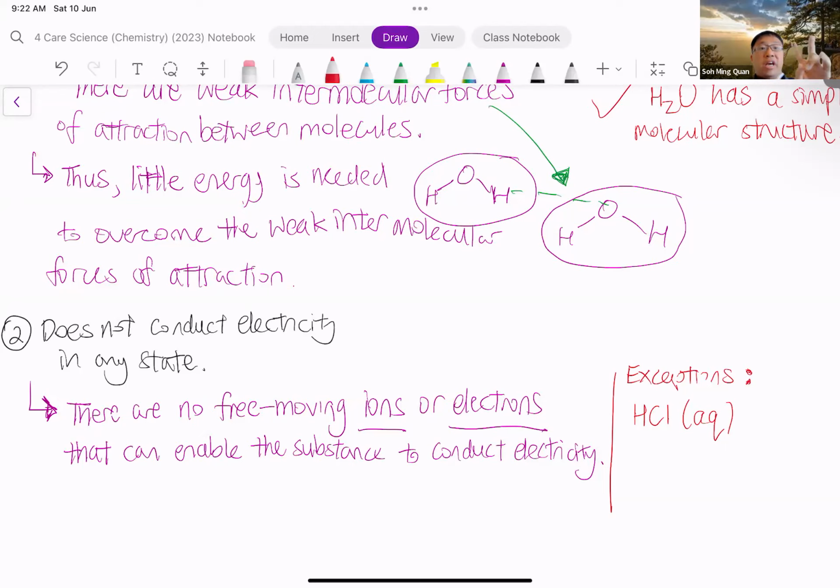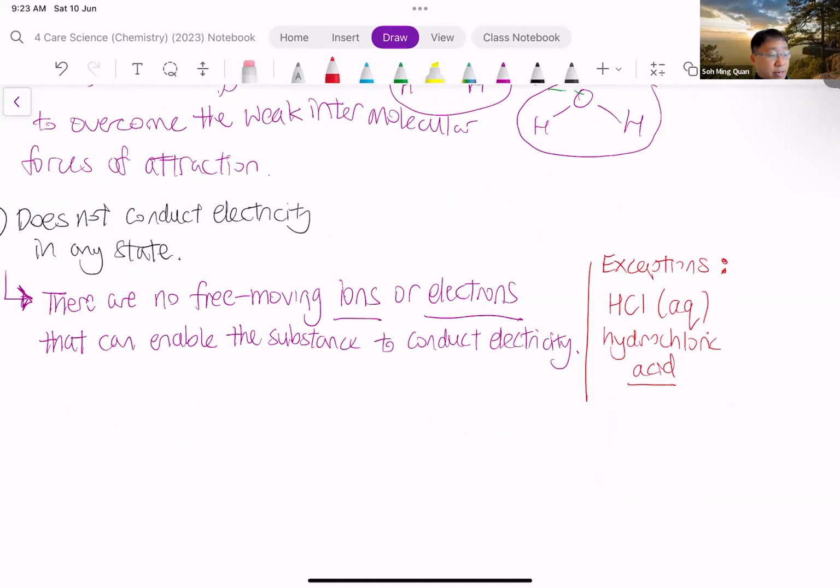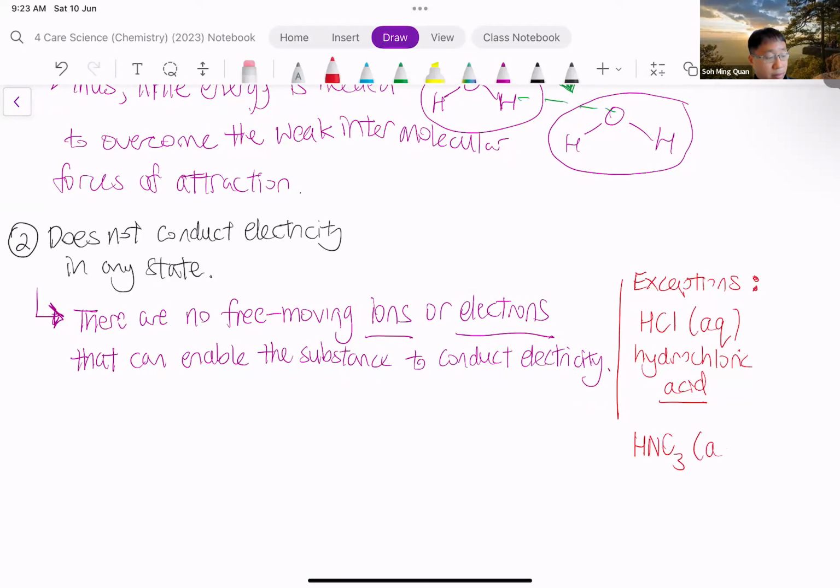HCl has two names. The first name is called hydrogen chloride. Hydrogen chloride, HCl, is the name if it's a gas. HCl gas is called hydrogen chloride. However, HCl aqueous is called hydrochloric acid. The next exception that is familiar also is HNO3 aqueous. HNO3 is called nitric acid.